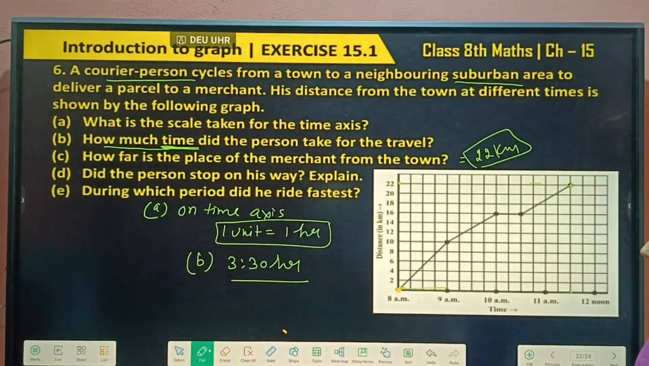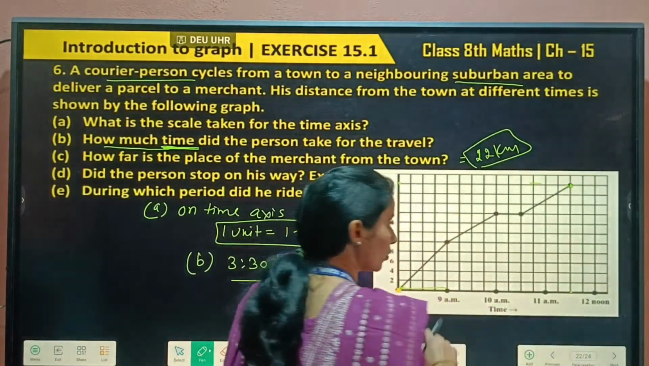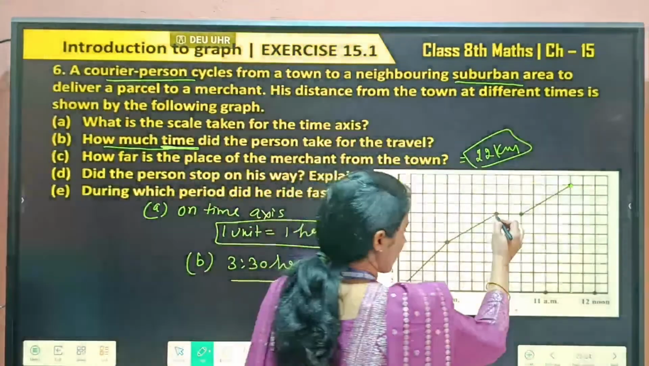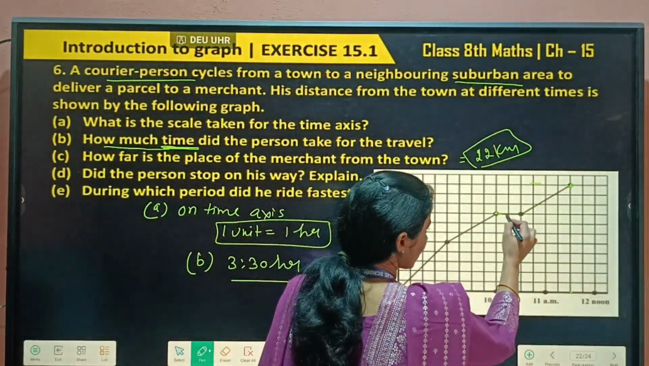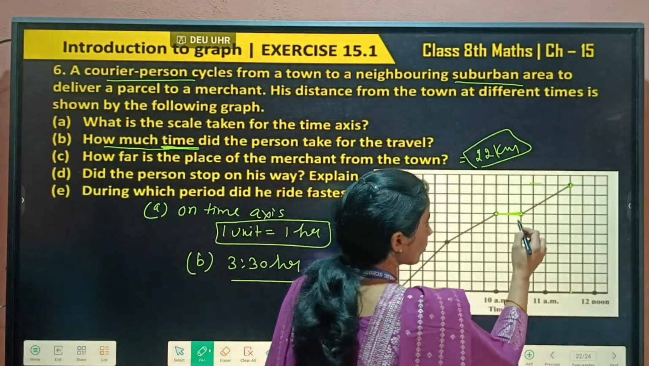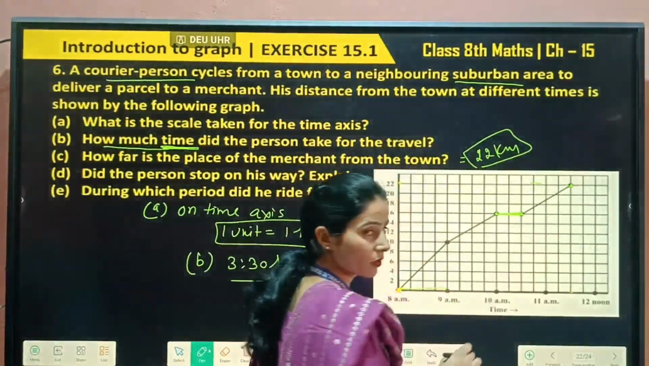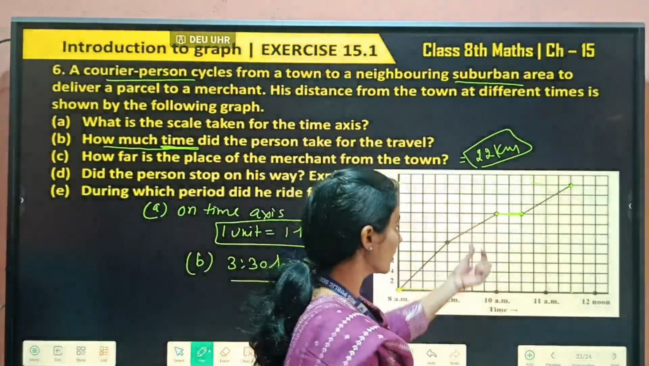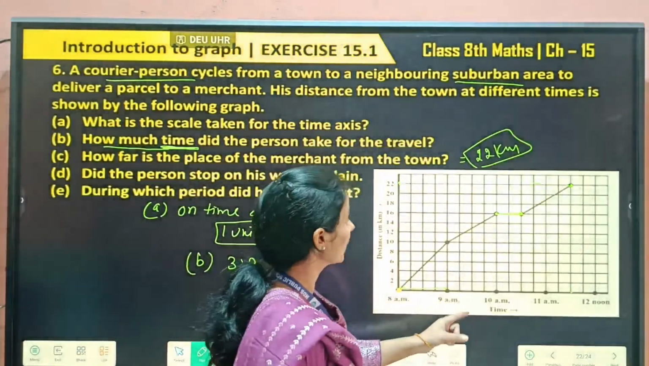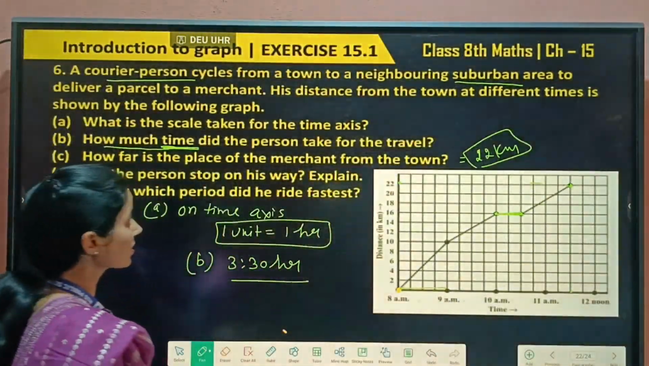Did the person stop on his way? Explain. Let us see. Any linearity in our graph means a constant thing. We want to find out: at this point, at 10 a.m., from there to there, he stopped. This graph is showing there is no movement, means there is no increase or decrease in this graph. It is constant from 10 to 10:30. It means he stopped during this time.